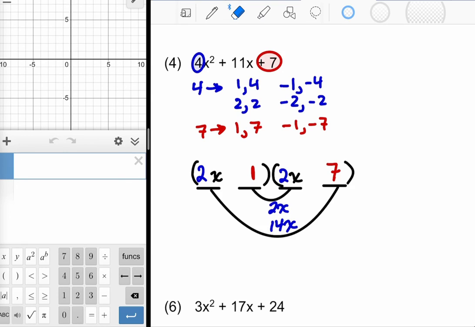Since 1 and 7 is my only possible pairing for the factors of 7, I'm stuck with these two numbers. This one and this one. They're not going anywhere. The fact that this whole scenario didn't work out means that the 2 and the 2 were the problem. So these are out. So now we try 1x and 4x.